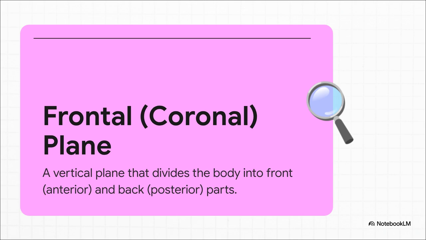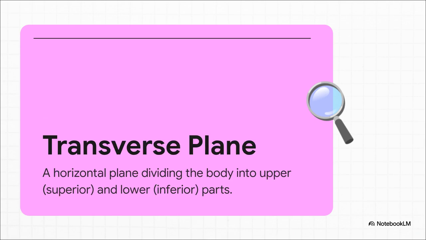Next, we have the frontal plane, which is also sometimes called the coronal plane. This one also runs vertically, but it goes from side to side. Imagine it dividing the body into a front or anterior half and a back or posterior half. And our final grid line is the transverse or horizontal plane. This one, as the name suggests, runs horizontally. It slices the body into an upper or superior part and a lower or inferior part. This is what gives you a cross-section. Think about slicing a loaf of bread. Each slice is a transverse view.